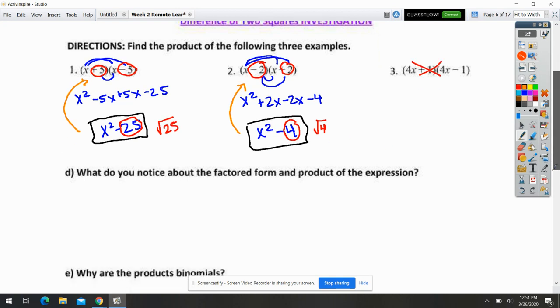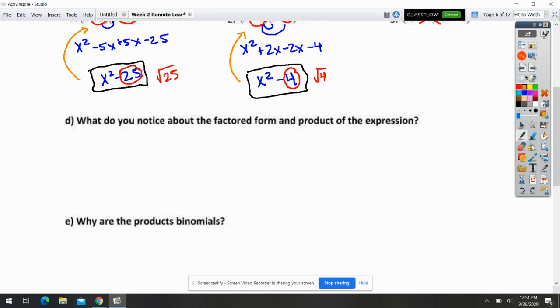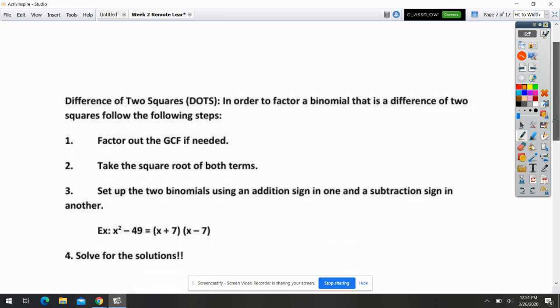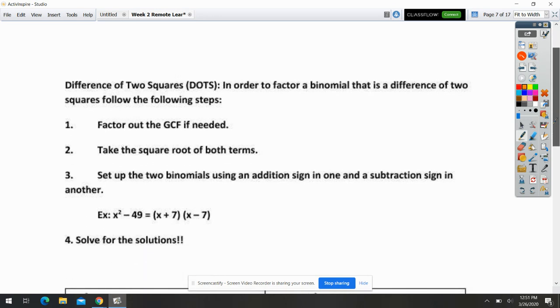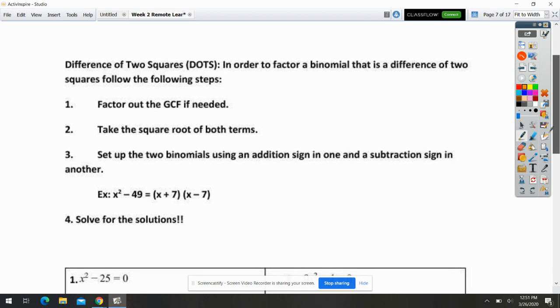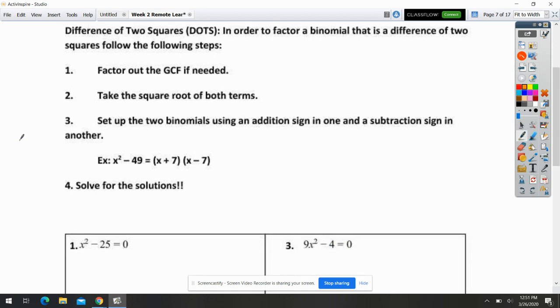Okay, so let's go on to our examples. All right, so I have the steps listed out for you. So difference of two squares. I like to call them dots. And in order to factor our binomial that is a difference of two squares, follow the following steps. So we're going to follow these 4 steps.